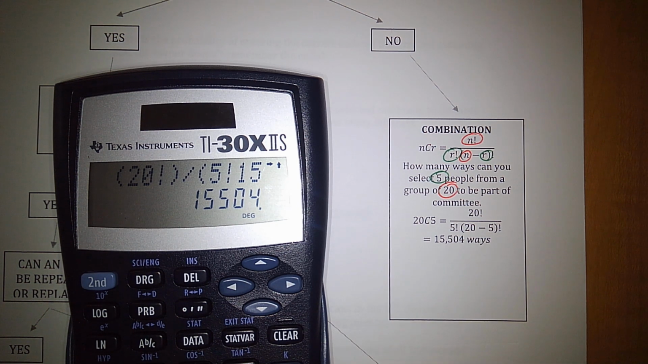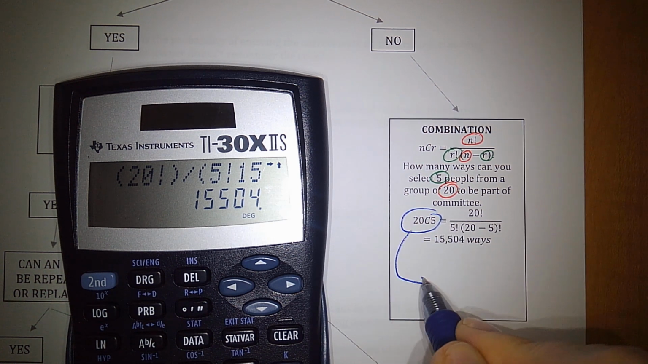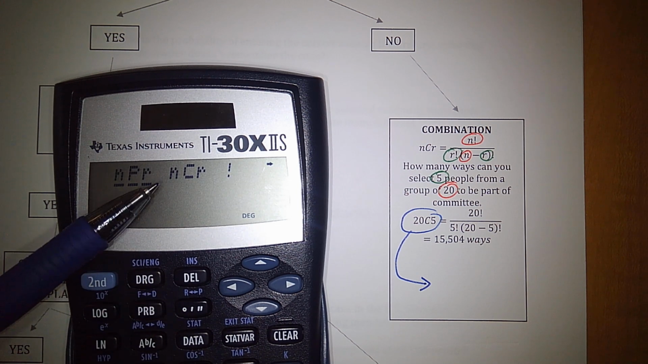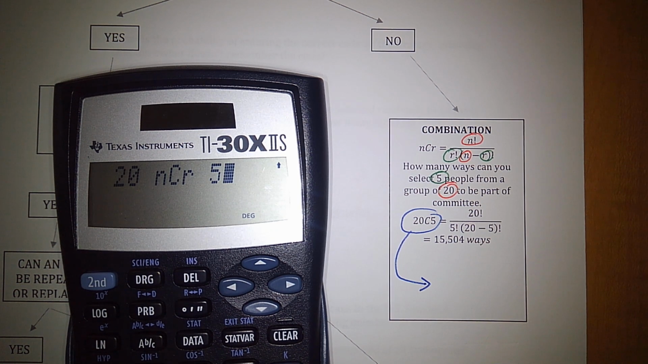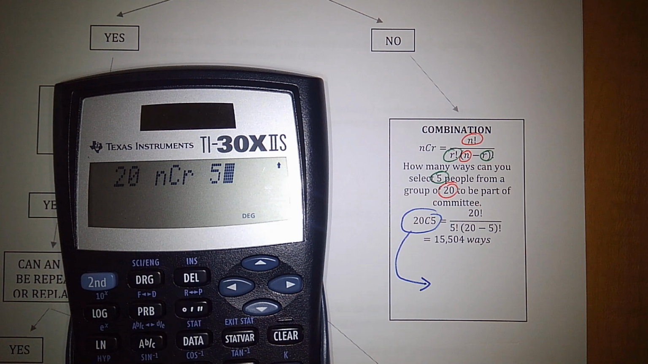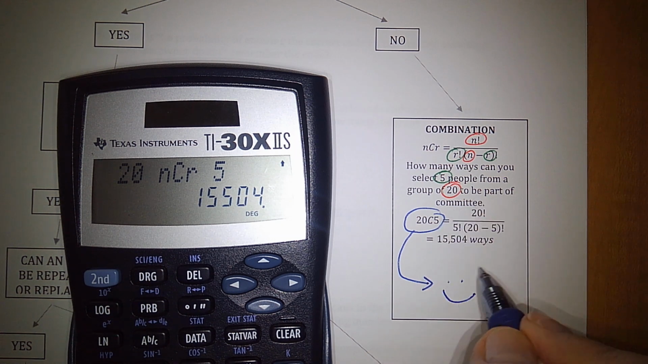Now, there's a shortcut to this. We could simply just type this into our calculator: 20 combination 5. So if I do 20 and then you go back up to your PRB tab, you'll notice you have the combination right here. And if I do 20 combination 5, items taken out of the 20, you're going to get the same answer, which is a heck of a lot easier than doing it using the formula way.